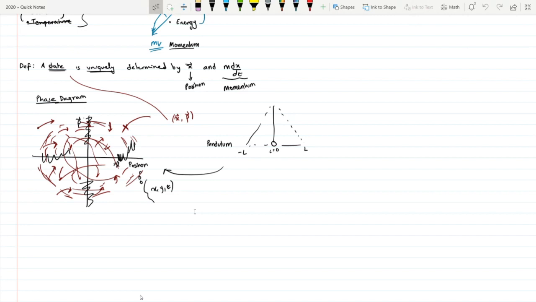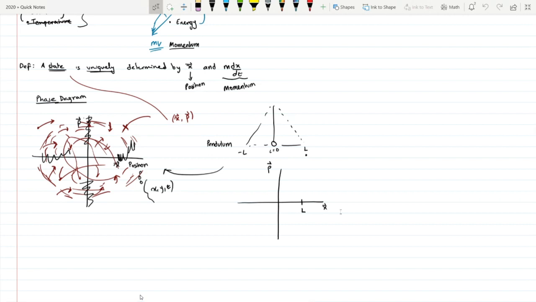So if I have this pendulum here, let's say I start at the position L, right? So if I draw my phase diagram, for example, I start, this is my position, remember? So I'm going to write momentum on my y-axis and position on the x-axis. I start at L, right? What is my pendulum going to do?